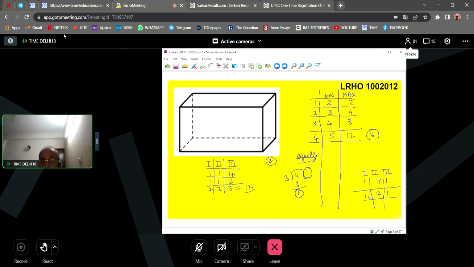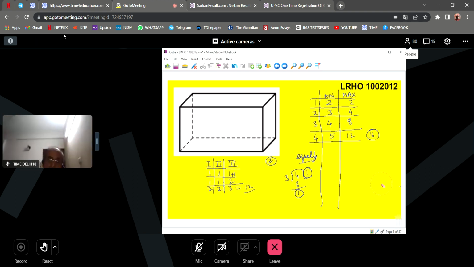How many pieces am I getting? When I apply 1 cut along this direction, I get 2 pieces along this direction. When I apply 2, I get 3 pieces. When I apply 1 along this direction, I get 2 pieces. So, how many pieces am I getting? 2 3s are 6, 6 2s are 12. I hope that is fine. Anyone having any doubt?